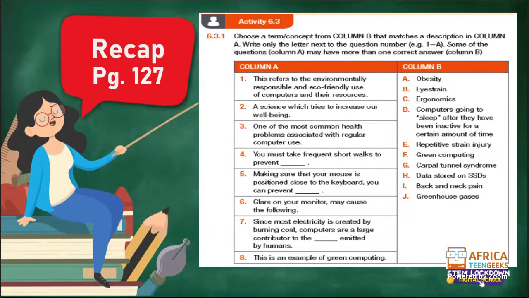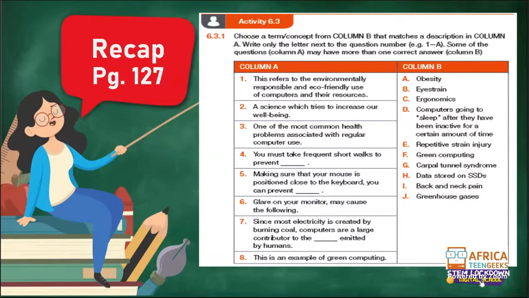Then the glare on your monitor may cause the following. The glare, B, it's fine. And then since most electricity is created by burning coal, computers are a huge contributor to the blank emitted by humans. What is it? Unfortunately, in the presentation, I don't think I did mention this one. What is emitted is G, greenhouse gases. We mentioned carbon dioxide, so it's an example of a greenhouse gas.